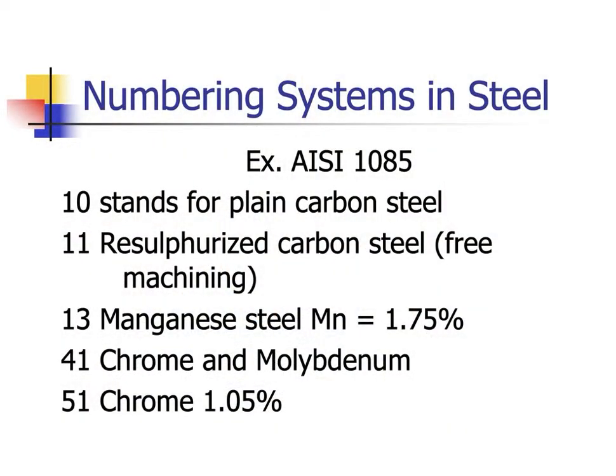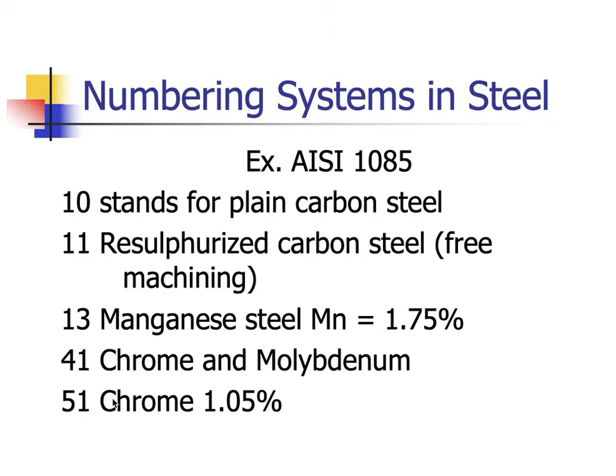Okay? So if you want your steel to be more machinable, you can add sulfur, you can add phosphorus, and you can add lead, actually. So sulfur, phosphorus, and lead are considered elements that make it a free machining steel. Okay, so understand what that is.